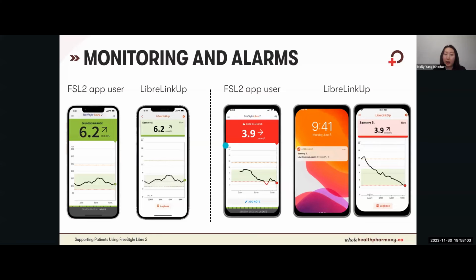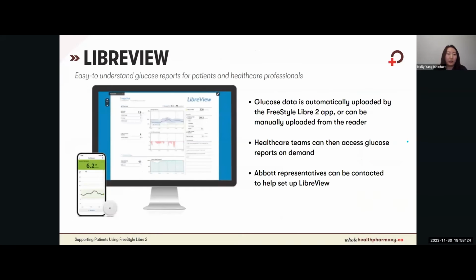So let's say they had hypoglycemia. This is what would show up, and their caregiver would see that alert with the value and the arrow, and then they would be able to open it up and see more information also. So really great tool to support caregivers in taking care of children, taking care of older patients and individuals who might need a little bit more support.